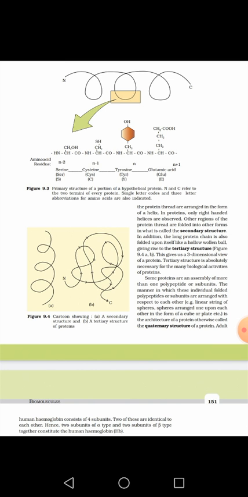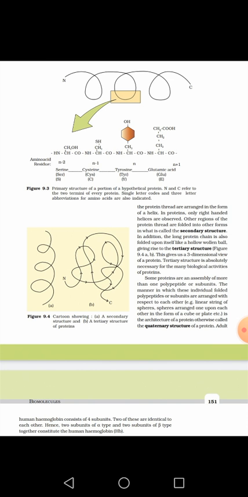But sometimes more than one polypeptide chain forms a protein, that is, more than one polypeptide chain folds and makes a protein, and they show a special kind of folding, and these foldings form another structure, called the quaternary structure. Now, some proteins are an assembly of more than one polypeptide or subunits. The manner in which these individual folded polypeptides or subunits are arranged with respect to each other, like a sphere, a cuboidal structure, or some plate-like structure, is the quaternary structure.